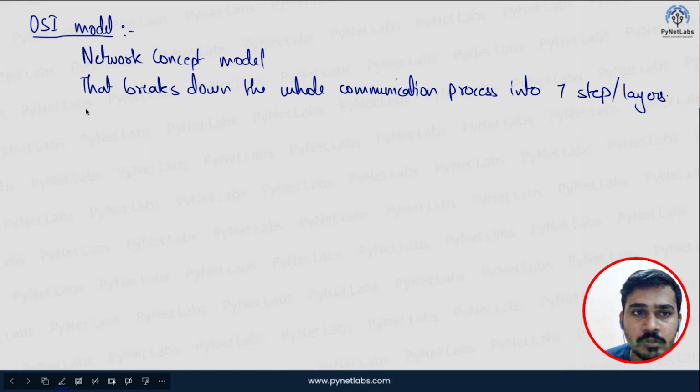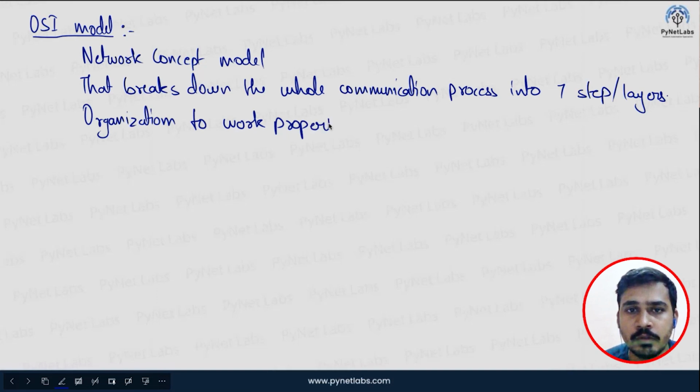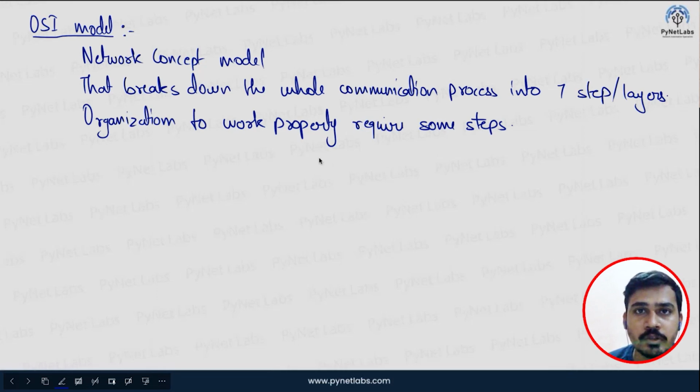For every organization to work properly and to excel in what they're doing, they require some proper documented steps. So OSI provides well-documented procedures that help manufacturers and developers create better and reliable communication infrastructure. Earlier, when the OSI model wasn't developed, inter-vendor communication was not possible.